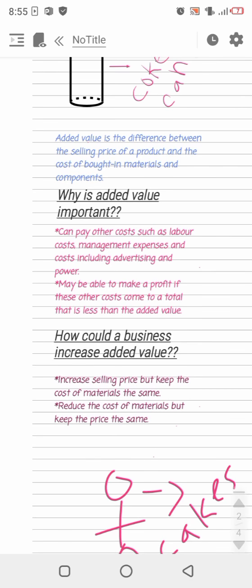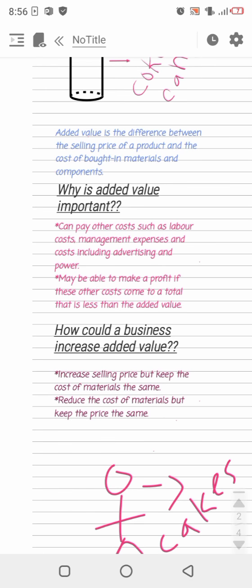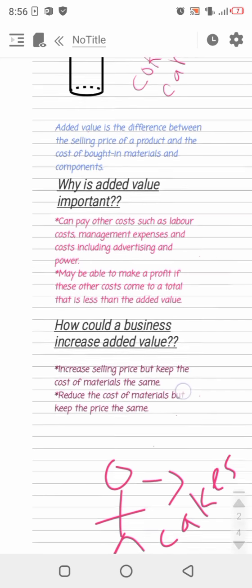Why is added value important? It can pay other costs such as labor costs, management expenses, and costs including advertising and power, and the business may be able to make a profit if these other costs came to a total that is less than the added value. So the first point is that it can pay other costs such as labor costs, management expenses, and costs including advertising and power.